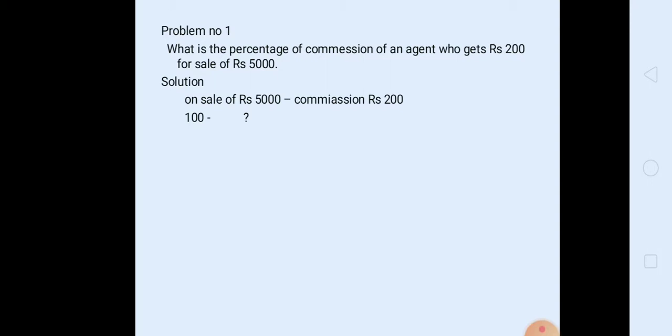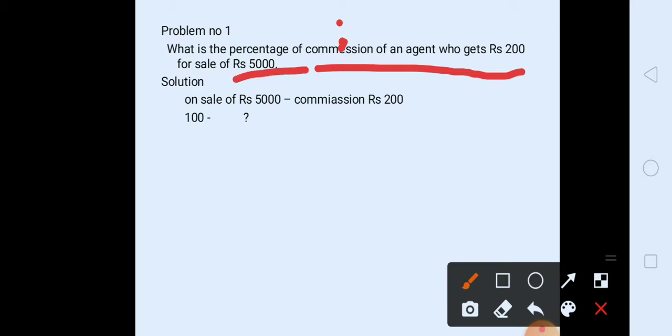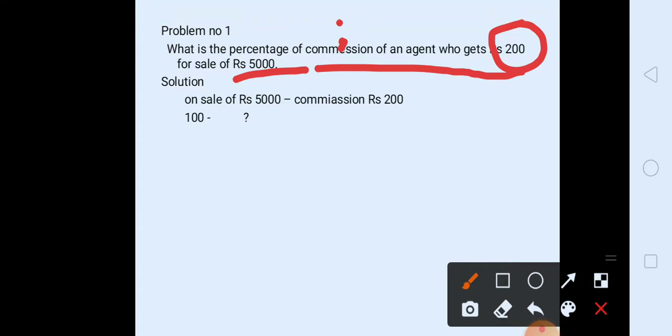Here is one simple problem I am going to explain, students. What is the percentage of commission? Students, here there is a mistake in the spelling of commission, it should be with an I. What is the percentage of commission of an agent who gets rupees 200, not 20, 200, for the sale of rupees 5,000?